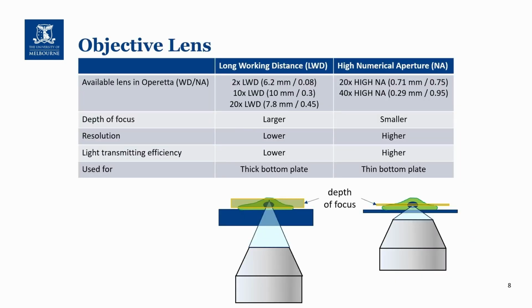BOMP has 5 objectives for use on our Operetta, only 4 of which can be loaded at any one time. These lenses fit into 2 main categories: long working distance and high numerical aperture. The long working distance lenses have a larger depth of focus, lower resolution and lower transmittance, so they are best used for thick bottomed plates. In contrast, the 20x and 40x high numerical aperture lenses have a shallower depth of focus but higher resolution and light transmittance. These require a thin plate, but the image quality will be much improved.